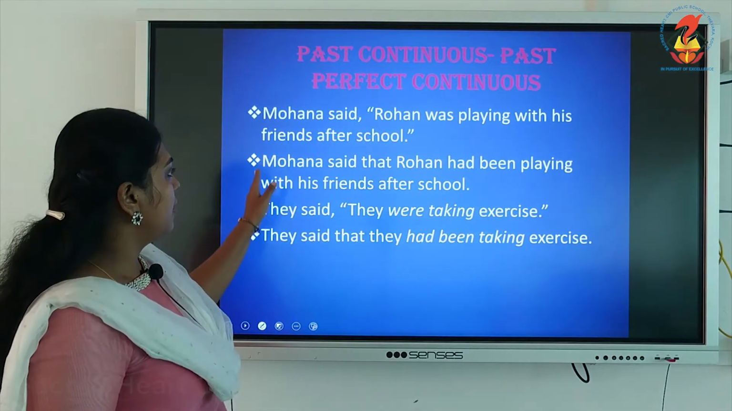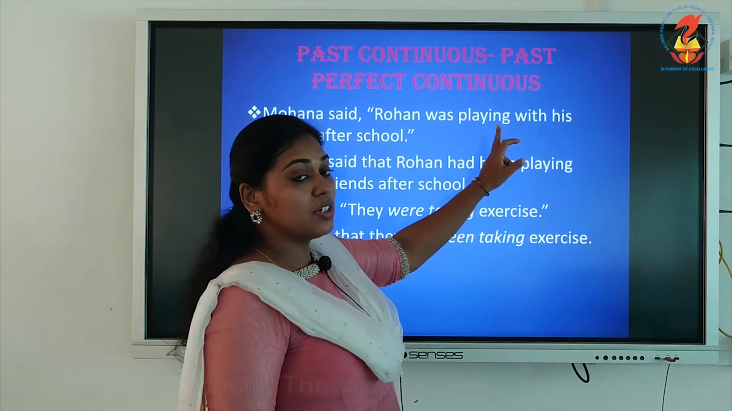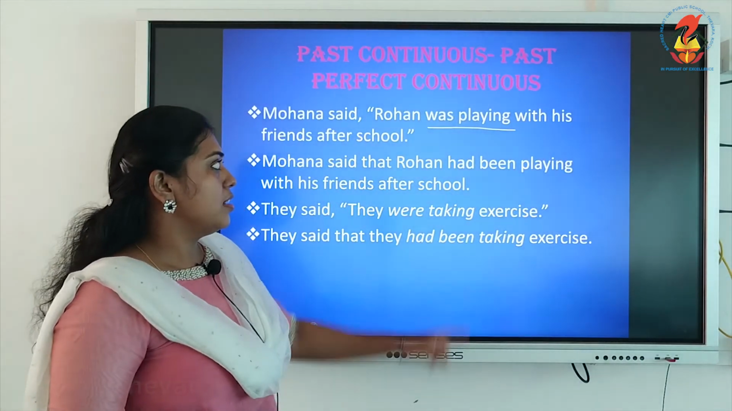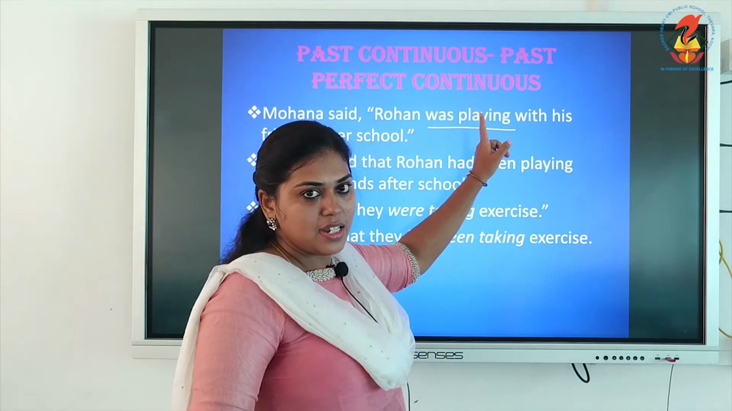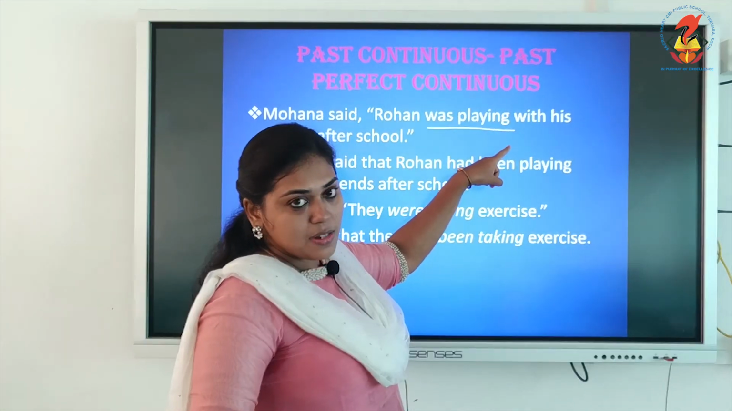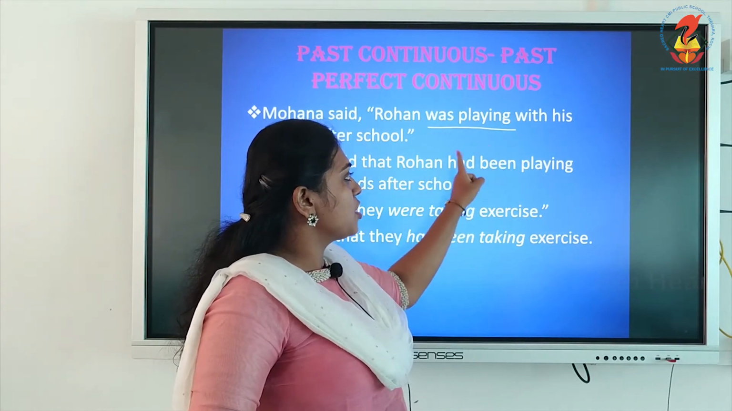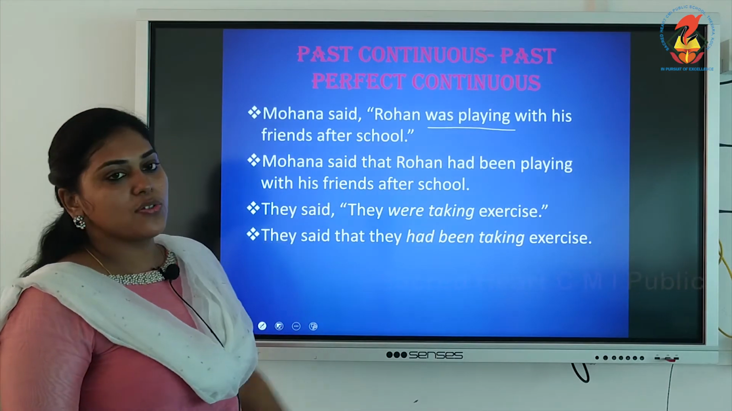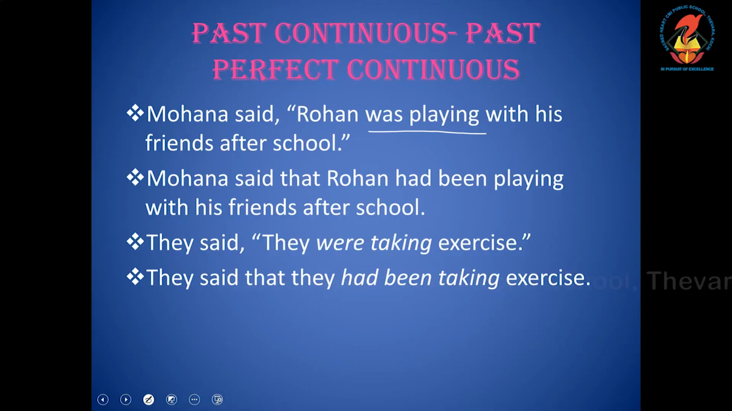So how will you write that? Mohana said that Rohan, what is the verb here? Was playing. We understand that was plus the ing form of the verb is past continuous tense, right? So we have to change it into past perfect continuous. So was playing should be changed to had been playing with his friends after school. Okay. Now the next sentence. They said, they were taking exercise.